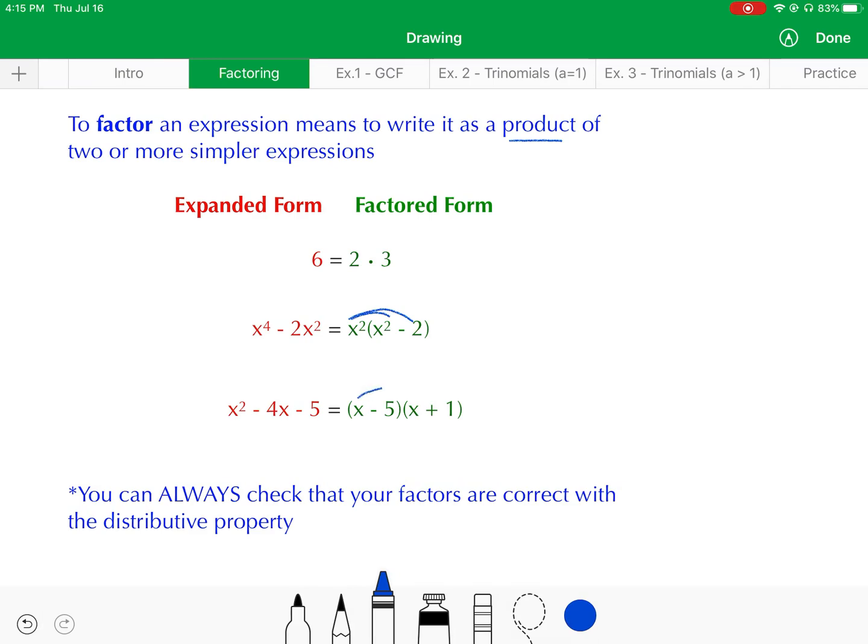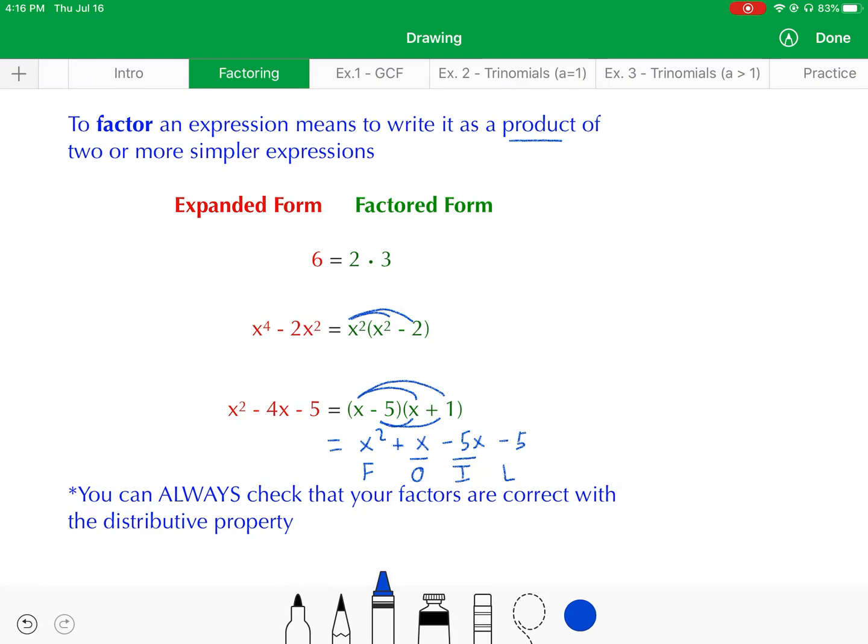The first part of FOIL is x times x, or x squared. The outside part of FOIL gives me 1x. The inside part gives me negative 5x. And the last part gives me negative 5. Notice how the outside and inside parts of FOIL give you like terms, which ultimately leads to the negative 4x in the trinomial there.